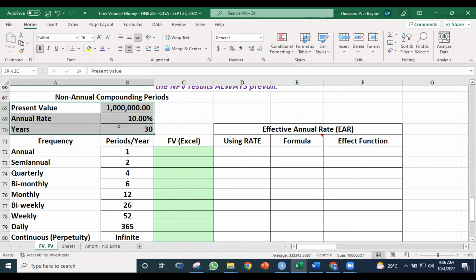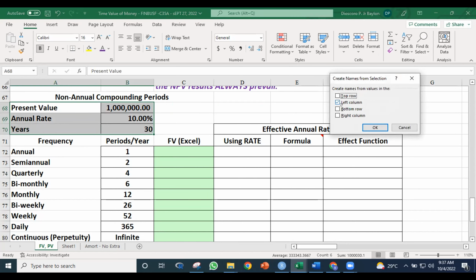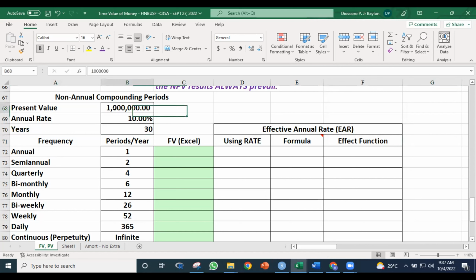Okay, let's give this a name. I'll copy everything. I'll highlight everything. And you know the drill, guys. We should press Control Shift F3. Okay, and Excel guesses that your left columns are your names. And let's see. Notice that the names are annual underscore rate, present underscore value, because Excel does not accept names that have spaces. So it automatically renamed this as present underscore value, annual underscore rate. Okay, take a look at this. See that? Annual underscore rate. And this one is years.